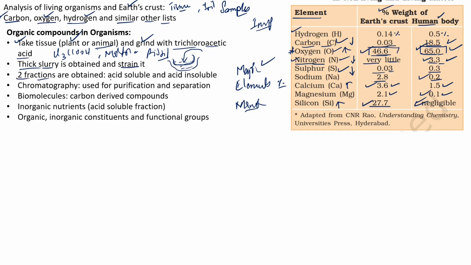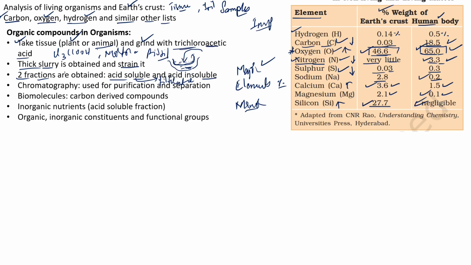The first one we call the acid soluble fraction, which is mainly present in the filtrate. Whereas the acid insoluble fraction is mainly present in the cloth left behind. So why are they called acid insoluble and acid soluble? Because of the type of organic solvent we are using here, that is the trichloroacetic acid, right?